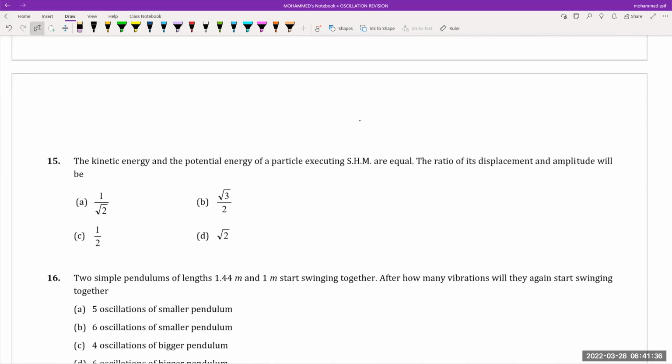The kinetic energy and the potential energy of a particle executing SHM are equal. The ratio of its displacement and amplitude will be equal to how much? I hope everyone can do this one better. Try karo. Kinetic energy and the potential energy of the particle executing SHM are the same, and given in the problem is that kinetic energy is equal to potential energy.